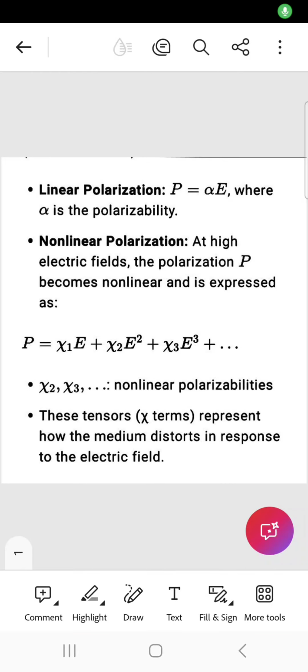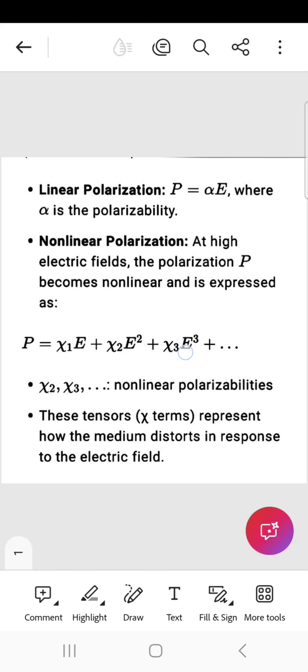Everyone, let's discuss the topic nonlinear optical effect. When light propagates through an optically dense medium, the electric field associated with the wave, E, induces a dipole in the medium. The polarization P thus induced is directly proportional to E, that is P equal to alpha E, where alpha is called the polarizability. Hence it is the linear polarization.